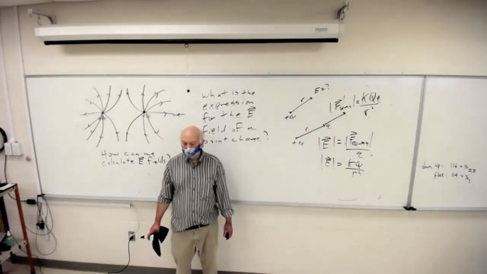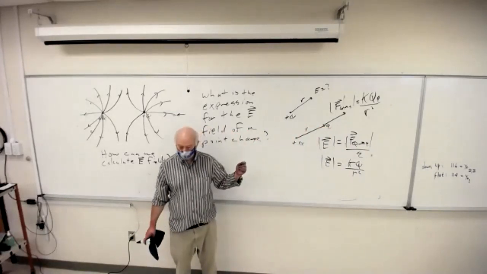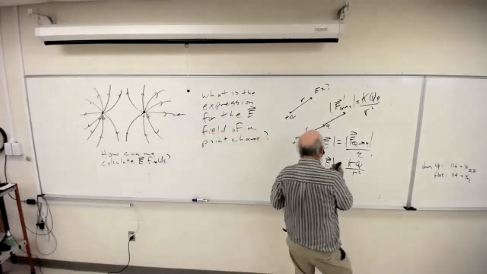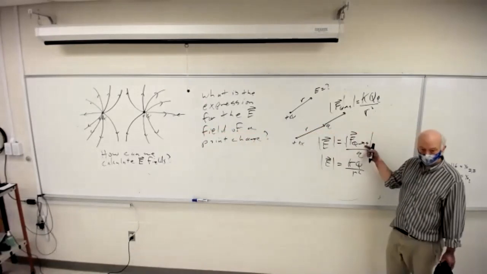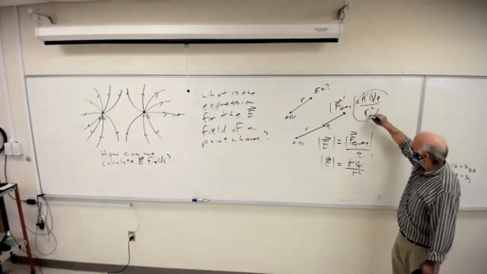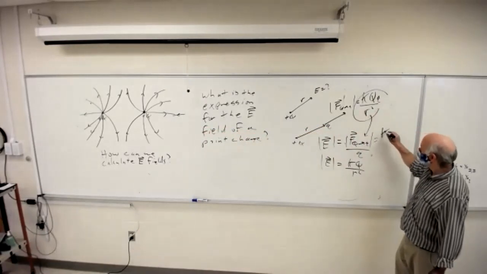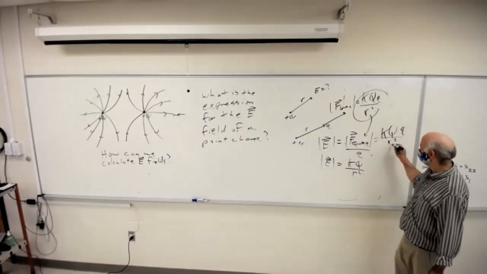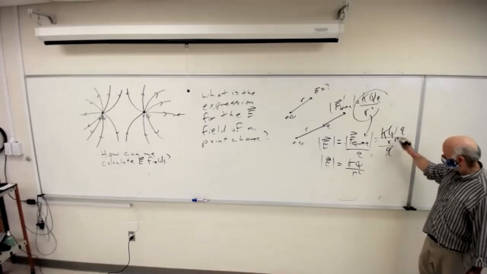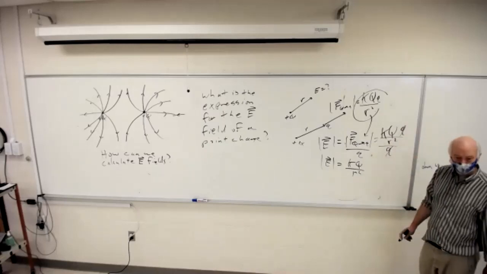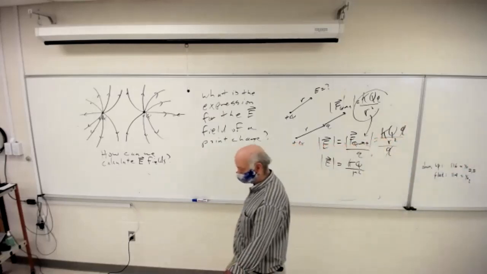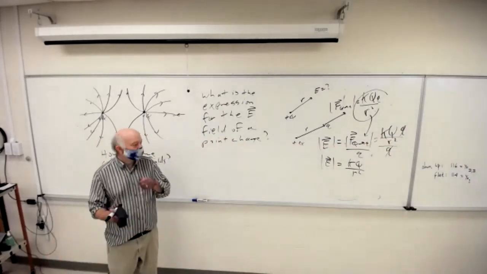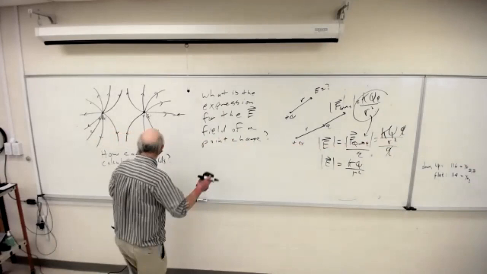I'm just trying to understand how we went from over Q to over R squared. So are you happy with this definition here? Yeah. Okay, so we're going to take this and put it in here. This will be big K, big Q, little q over R squared, over Q. The Q's cancel, which is it. Make sense?